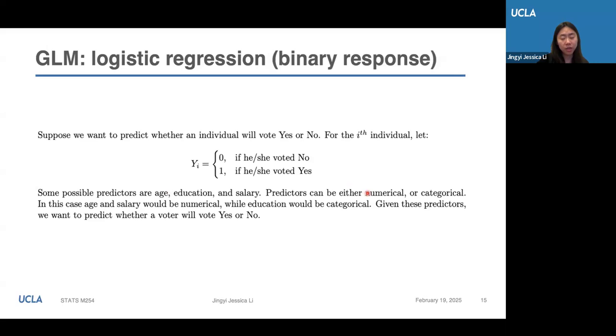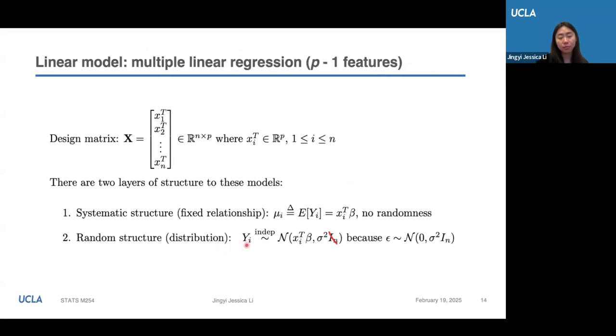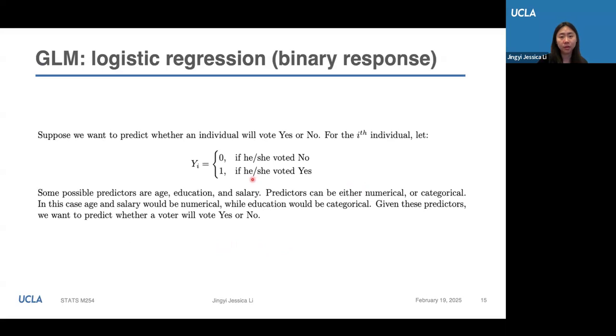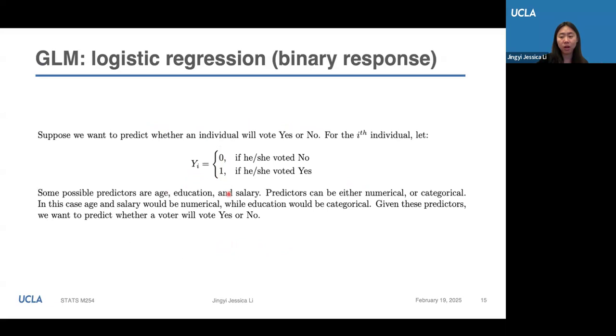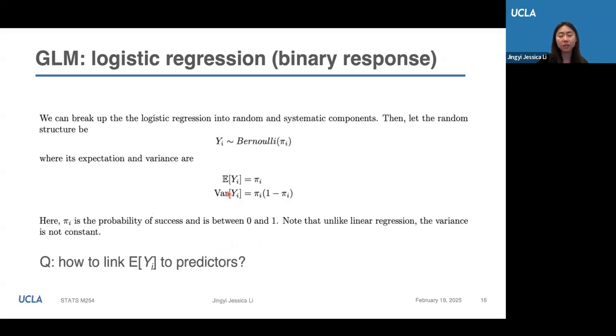So what do we do? You can see this assumption here. It's obvious that we cannot assume y_i to be Gaussian, right? Because Gaussian data cannot be binary. Then what do we do? We follow the logic to break down the logistic regression into random and systematic components. So here, for y_i being binary 0 or 1, the only reasonable distribution is Bernoulli, right?